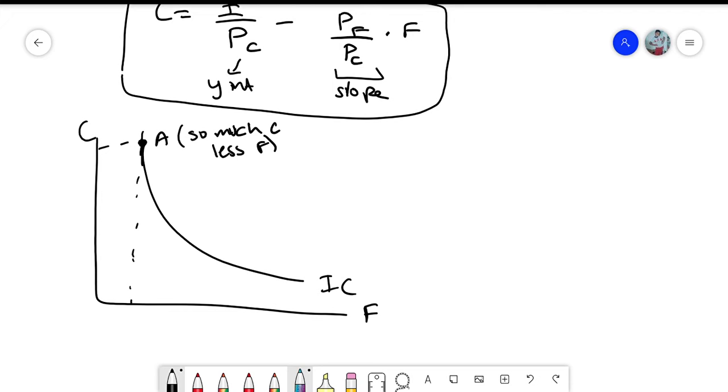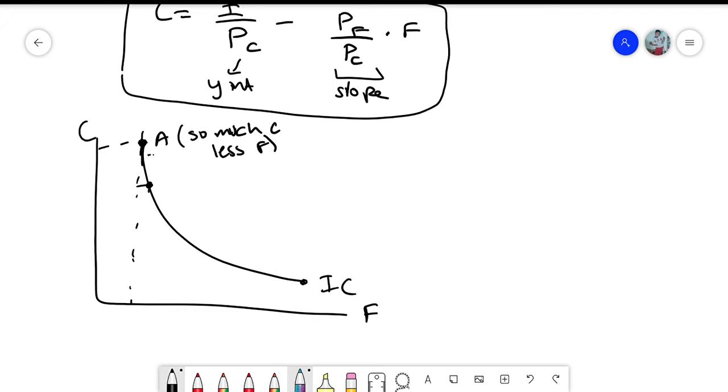If it's the other way around, over here, it would be like, I have so much food and nothing to wear. That's also pretty bad. So now I want a balance. At A over here, I would give up a lot of clothing just to get one more food, because at this point food is worth a lot to me since I don't have much of it.